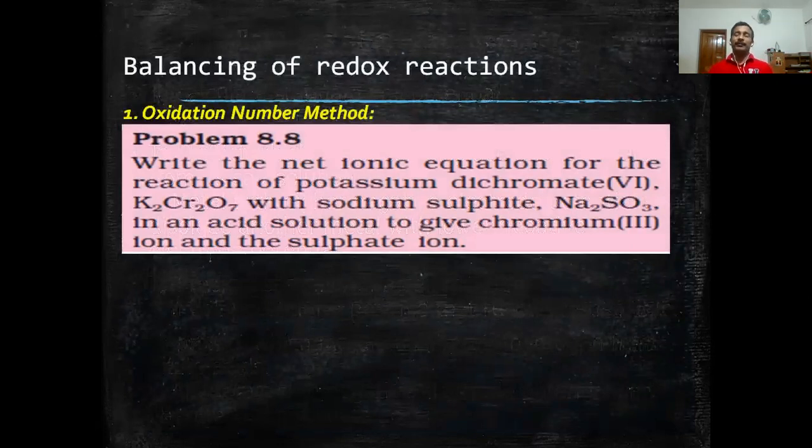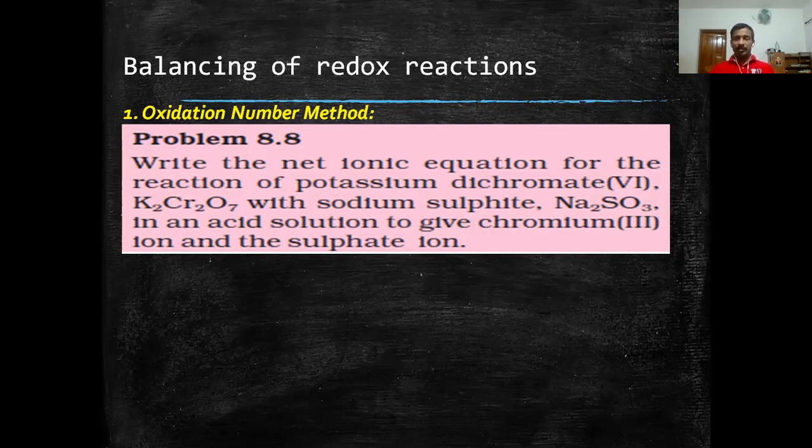Now, balancing of redox reactions is very important. There are two methods. The first one is the oxidation number method. You can see the question: write the net ionic equation for the reaction of potassium dichromate K2Cr2O7 with sodium sulfite Na2SO3 in an acid solution to give chromium 3 ion and the sulfate ion.